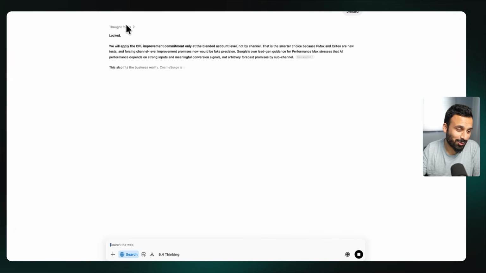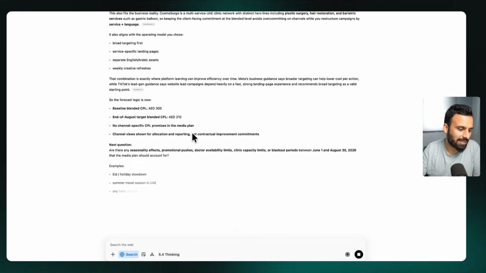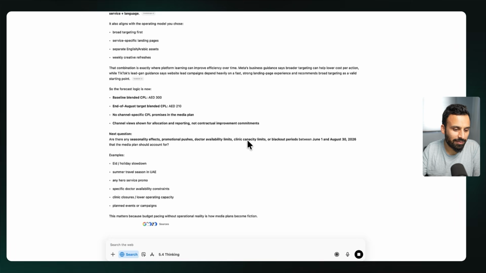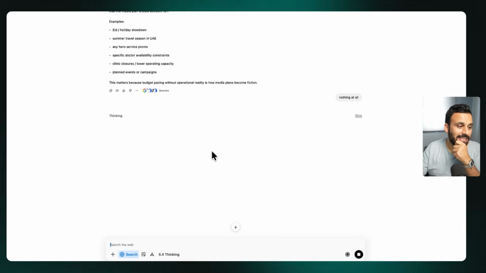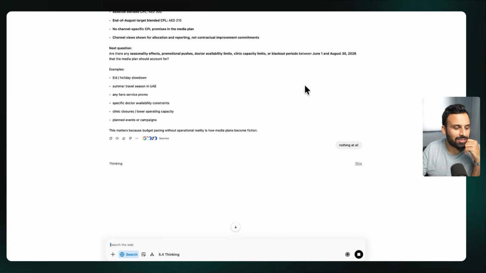It's still going to cost me. I don't know why. It just shows me here. Okay, we will apply CPL improvement commitment only. So the forecast now is below. And even next question still, are there any seasonal effects, promotional doctor availability limits? Nothing at all. It's even asking if there will be a seasonality. In certain cases, it makes a lot of sense to add this.